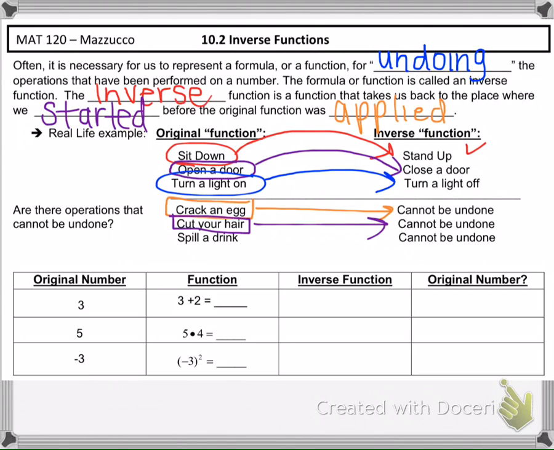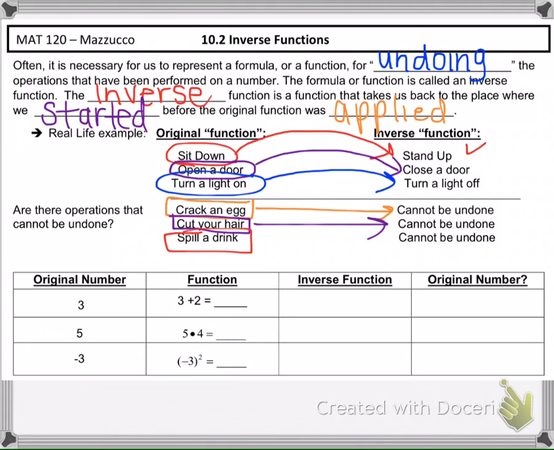All right, here's another example. We spill a drink. There's no way to get it back, right? When you spill it, it's all been evaporated or onto a table. You can't put it back into your cup and have it fully restored to what it was. So the point here is not everything will have an inverse, a way to get it back.